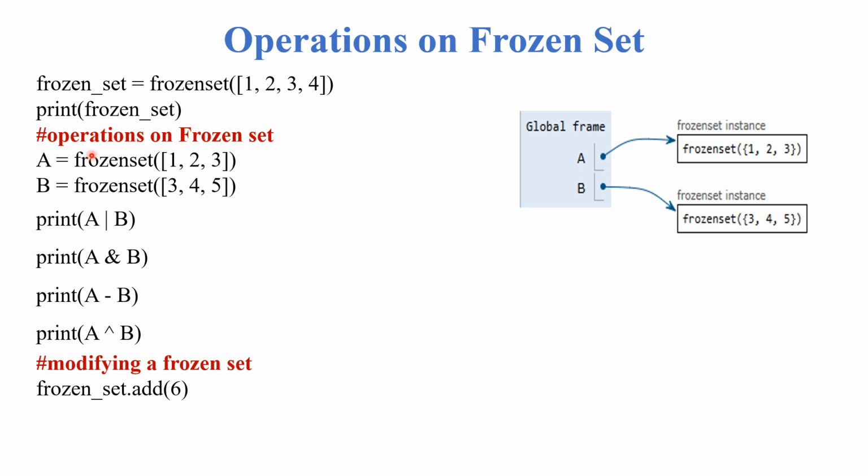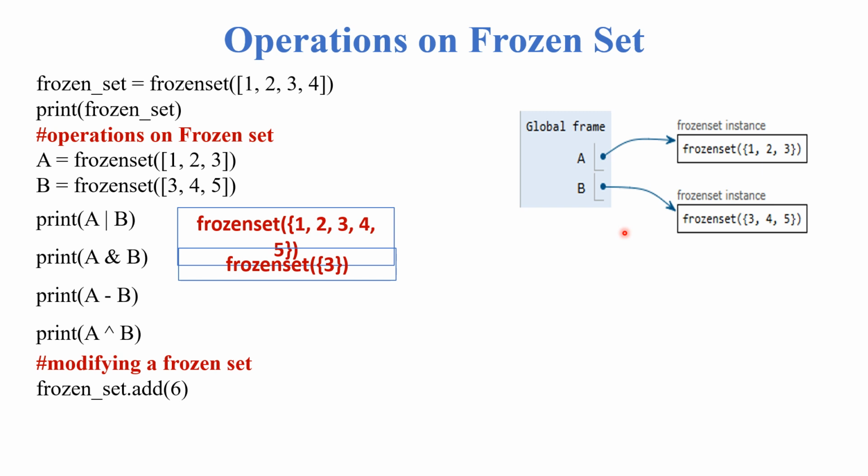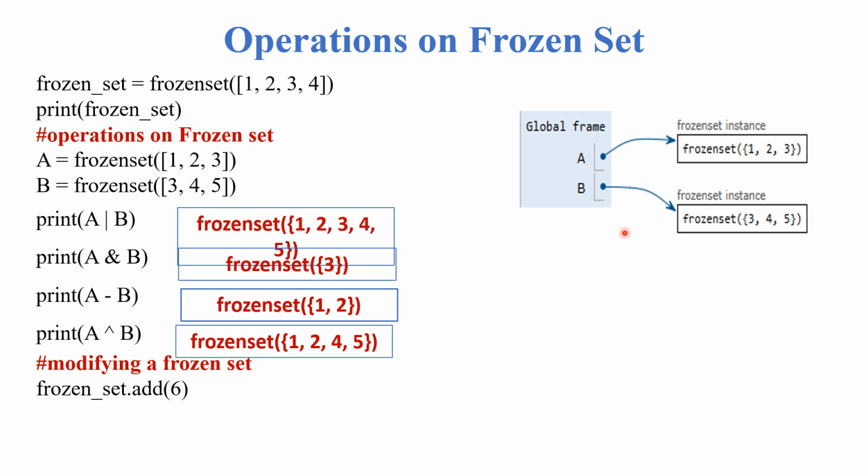We'll try some mathematical operations over this frozen set. We have two frozen sets A and B: 1, 2, 3 and 3, 4, 5. The output of A union B is the combination of the A and B sets: 1, 2, 3, 4, 5. Intersection gives the common element, that is 3. A minus B gives 1 and 2, because it neglects the common element that is present in B. Symmetric difference removes the common element and prints the rest of the elements.